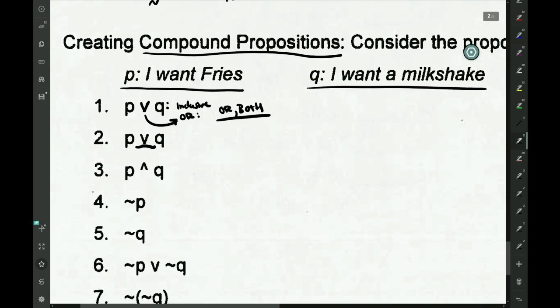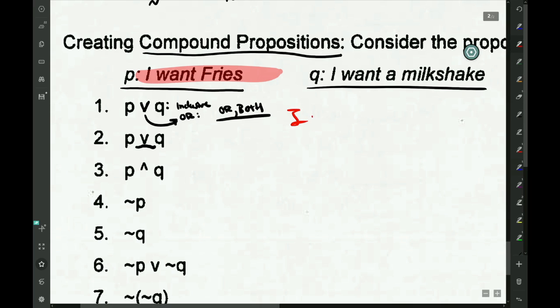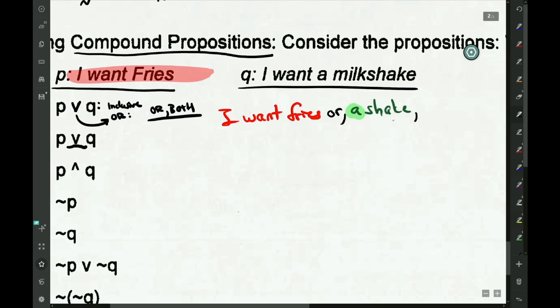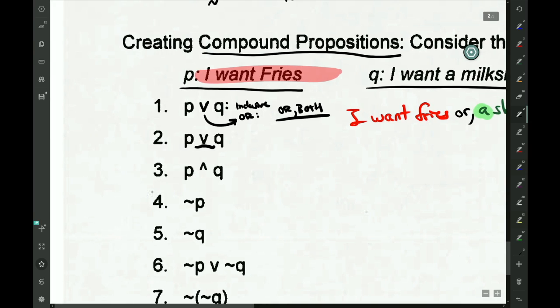Basically, you're just going to take P, which is I want fries, and you use the proper connector, or a milkshake. And lastly, make sure you have or both. Okay, the biggest difference is between this and this. You might say it's very close.